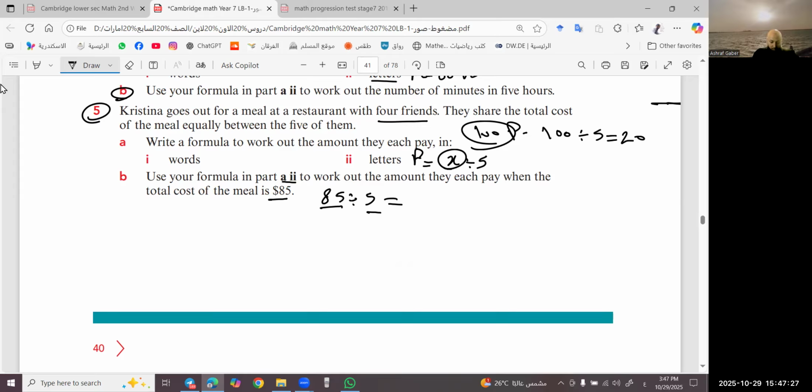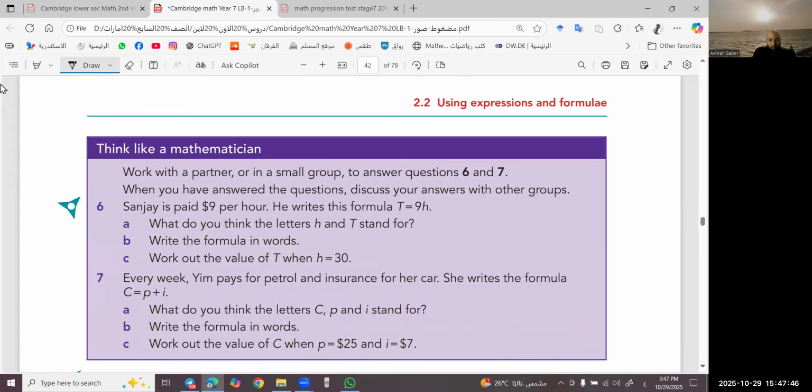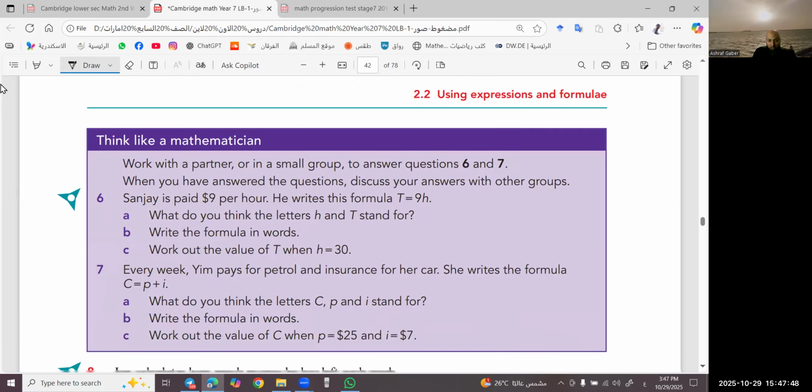Sir, 15. Yeah, 17. Yes, right. It's like in multiplication.